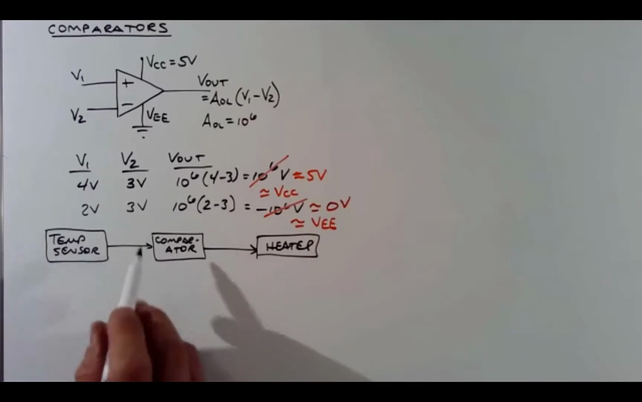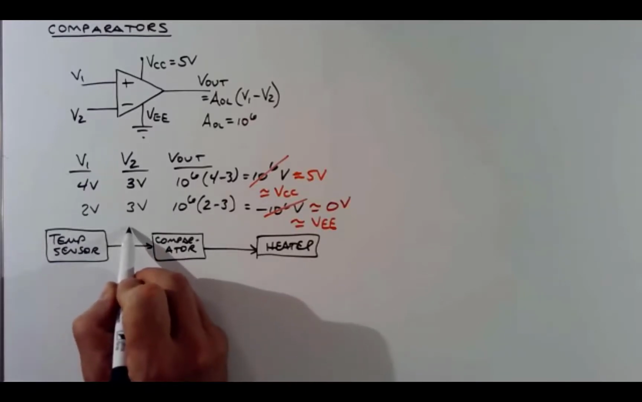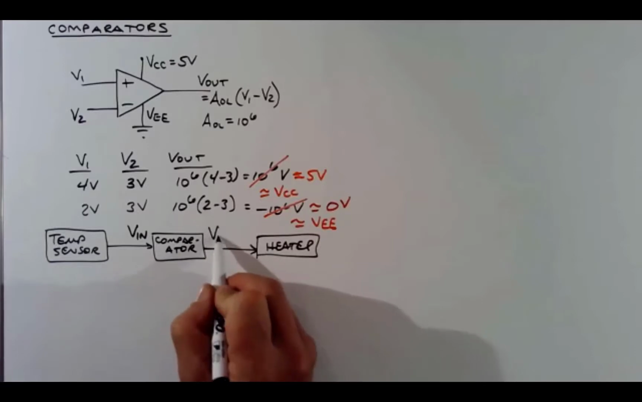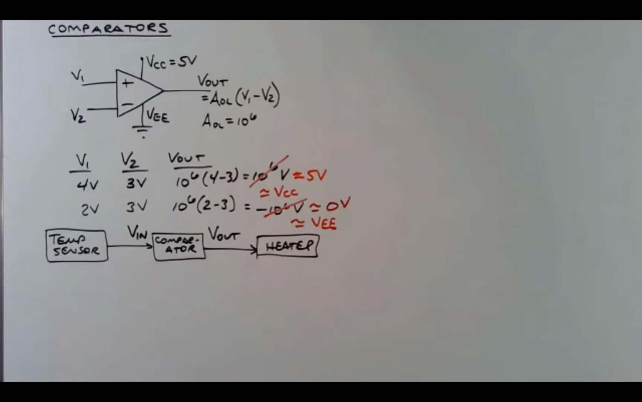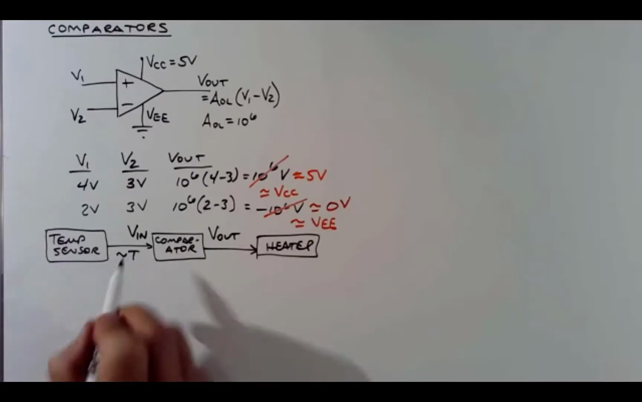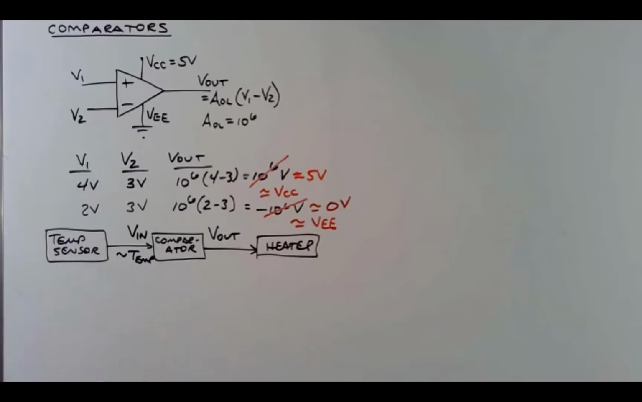So let's look at this circuit, this block diagram, from the perspective of the comparator. We're going to say there's some input voltage to the comparator and then some output voltage from the comparator. The comparator is taking an input voltage and outputting an output voltage. The input is the value from the temperature sensor, and let's say this is proportional to temperature, TEMP, in degrees Fahrenheit or whatever. As temperature goes up, Vin goes up, and as temperature goes down, Vin goes down.